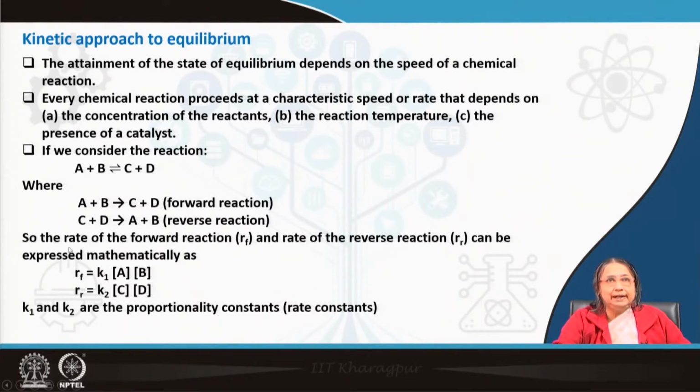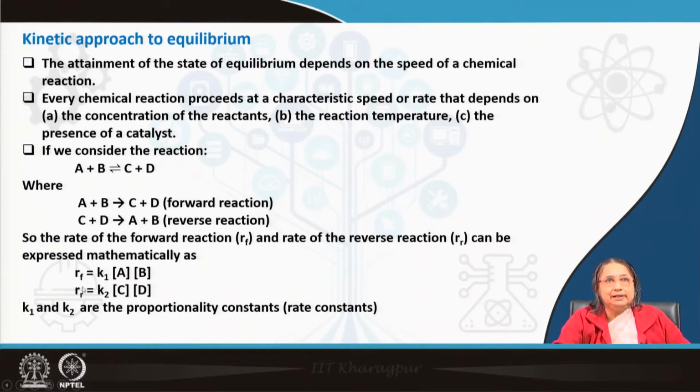These two rates, the rate of the forward reaction and the rate of the reverse reaction, can be expressed mathematically, and at equilibrium they become the same. The forward reaction depends on the concentration of A and B, that is the reactant concentration, and there is a constant which is called the specific rate constant or rate constant.